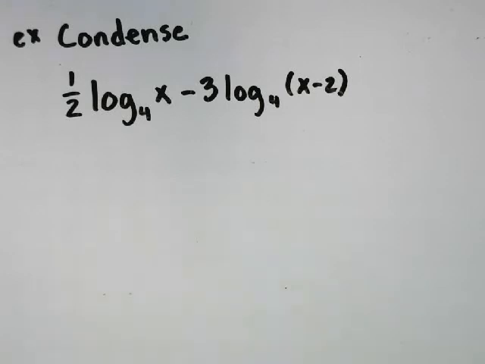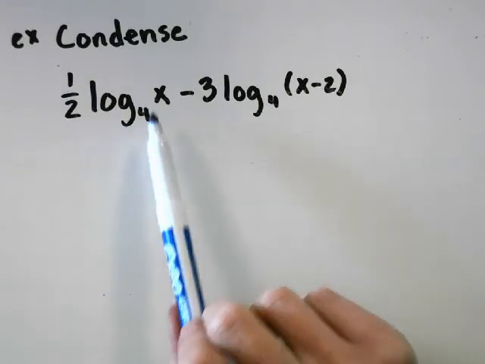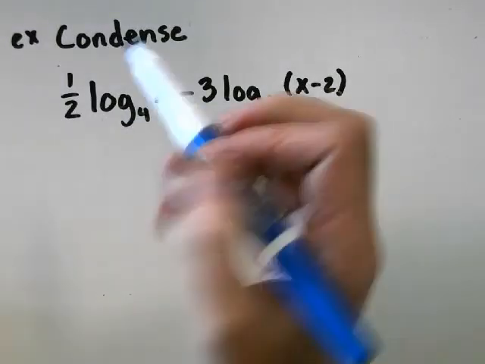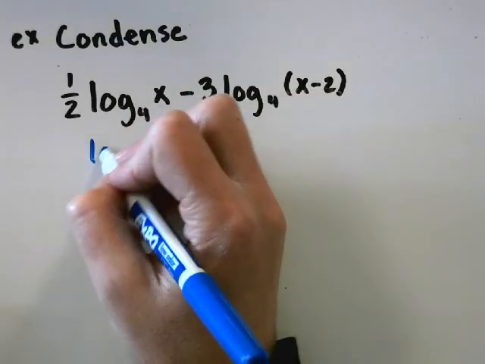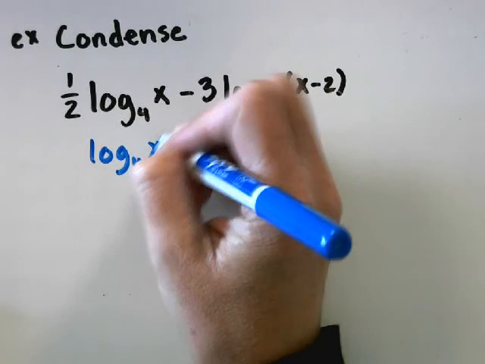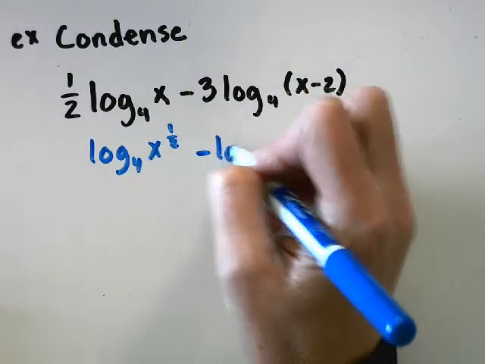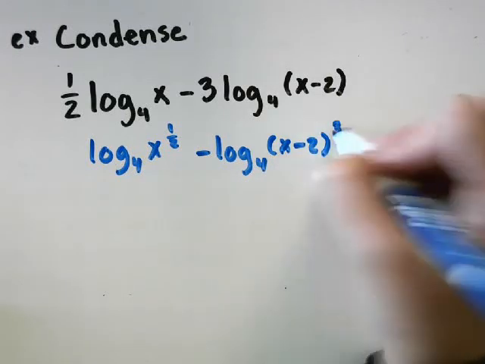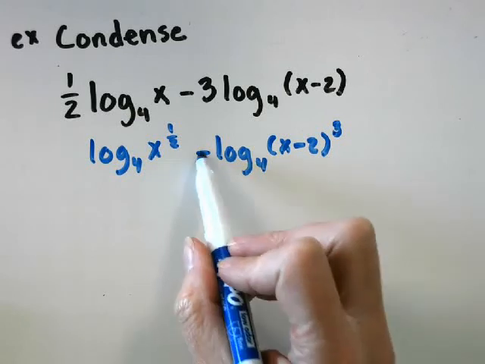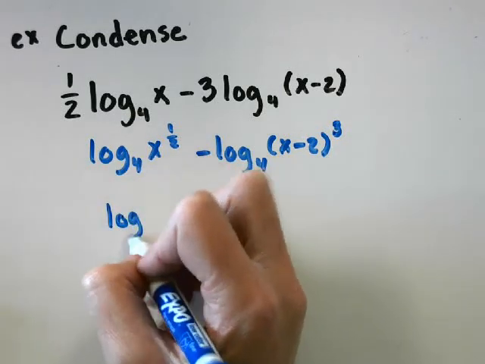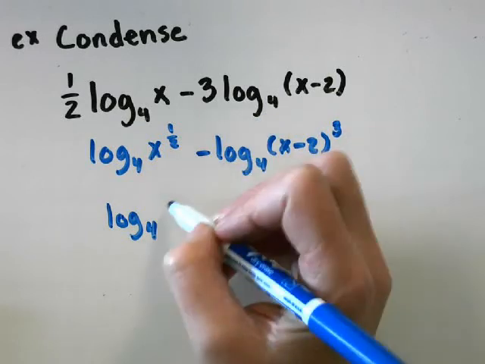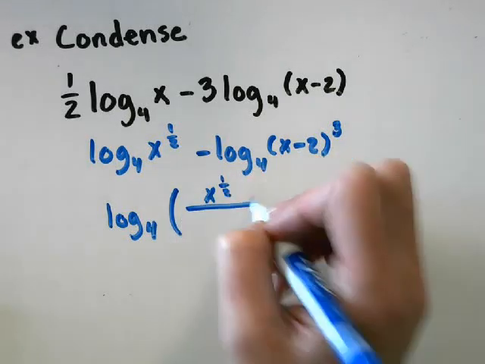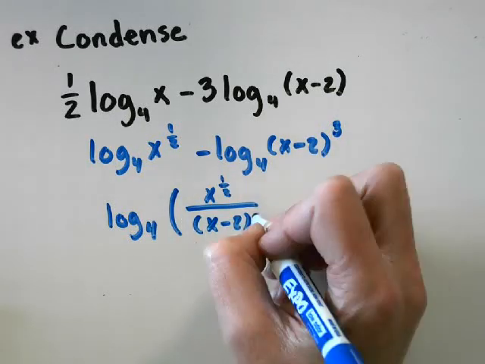For our next example, we're going to basically go backwards. We've got 1/2 log base 4 of x minus 3 log base 4 of x minus 2. Going in reverse order, the first rule I'm going to use is the power rule. So this is going to be log base 4 of x to the 1/2 minus log base 4 of x minus 2 cubed. Now I can use the quotient rule. So this is going to be log base 4 of the top, x to the 1/2, or you can write it as the square root if you want, over x minus 2 cubed.